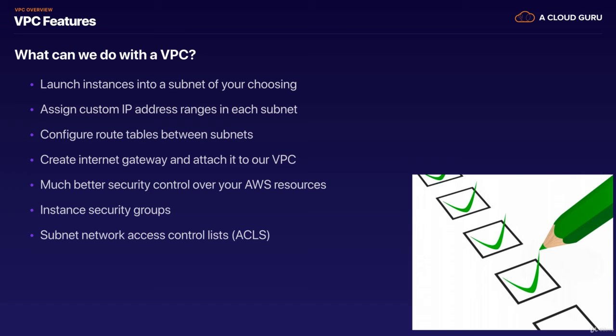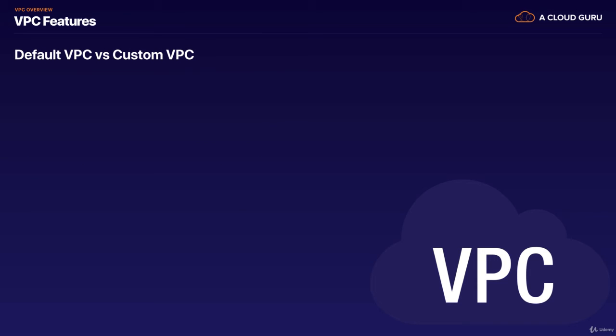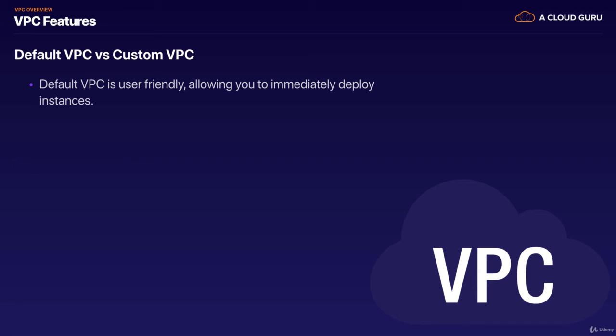So in all the rest of the sections of the course, we have been using our default VPC. And what we're going to do in the next lecture is create our own custom VPC. And you might be wondering what the difference is between a default VPC and a custom VPC. Well, the default VPC is super user-friendly. It allows you to immediately deploy instances.